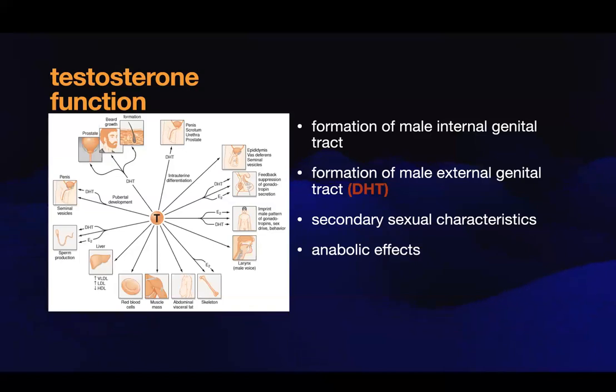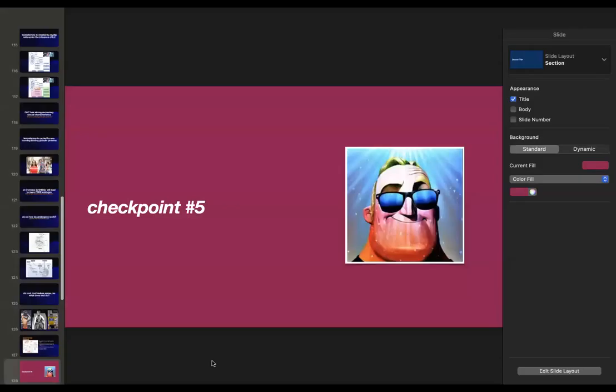Then you have the more common anabolic effects. Testosterone is very important in increasing the strength of bones, which is very interesting, increasing the amount of muscle mass, decreasing the amount of abdominal fat, and increasing the amount of RBCs, which explains why testosterone is heavily used by athletes to boost their performance. So that's testosterone physiology.